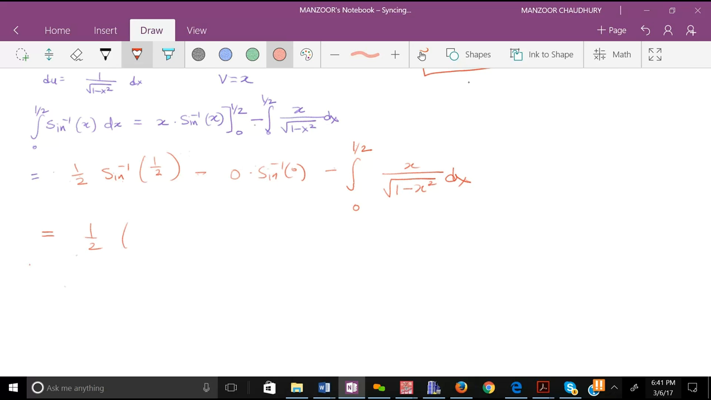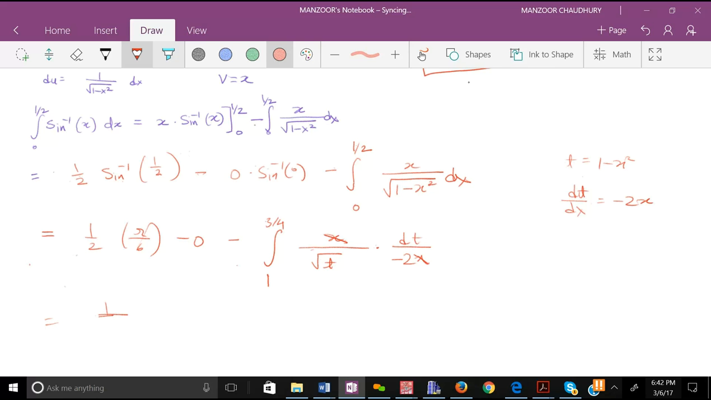It's 30 degrees, which is π/6, minus 0, minus, when you integrate that, how do we do that? Oh man, you have to do that again. You have to do u substitution, okay? So let's call it t equals 1 minus x squared. So dt/dx is going to be -2x. So when x is 0, t becomes 1, and when x is 1/2, it becomes 3/4. And you have x, and the square root of 1 minus x squared is square root of t. And dx can be replaced by dt over -2x. So x and x cancel, it's gone, right?